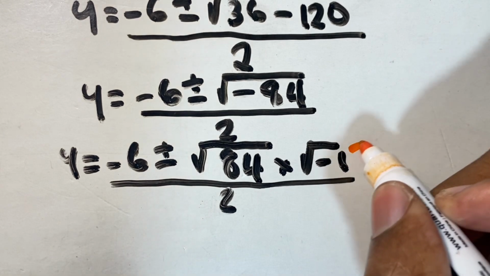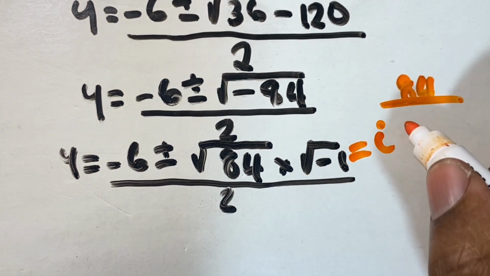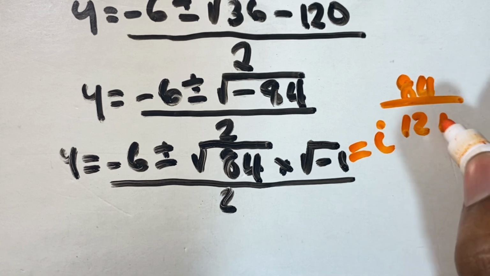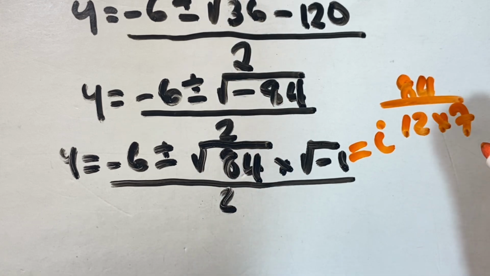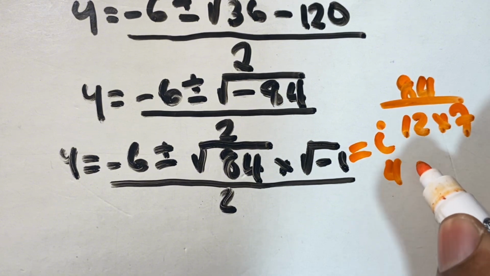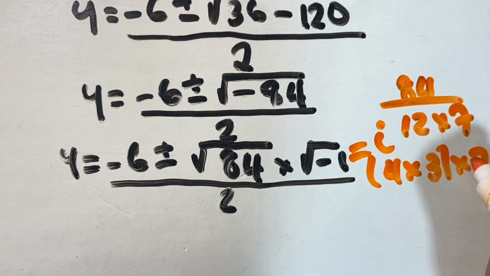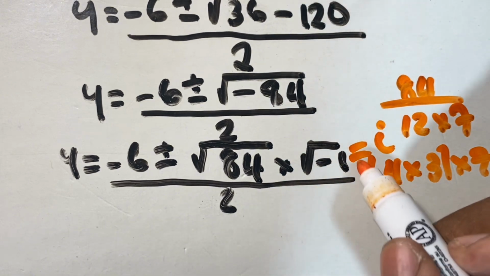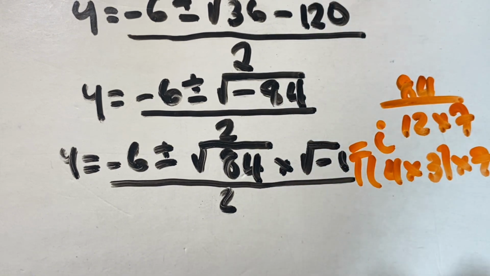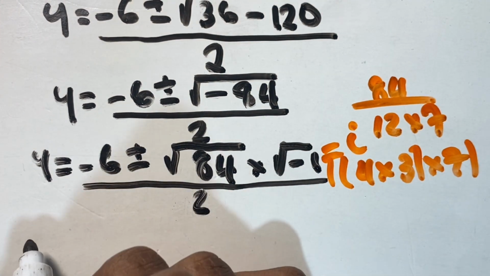Now the square root of negative 1 is referred to as i, or the imaginary number, because this is a complex solution. Then we look at factors of 84. We have 12 and 7, and 12 can be factored as 4 times 3. So we have 4 times 3 times 7. And if we look here, we can actually simplify all of them, and that's why we use these factors. So let's go ahead and see what that looks like.